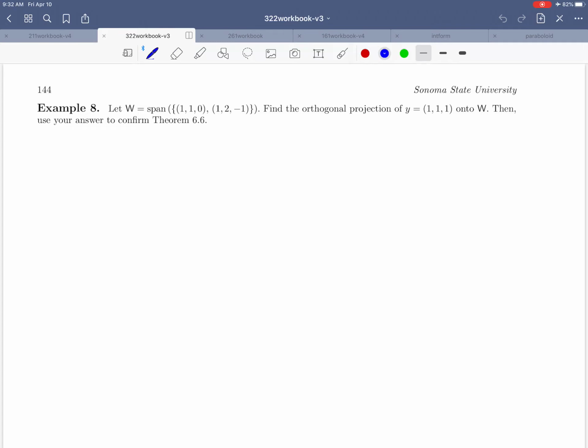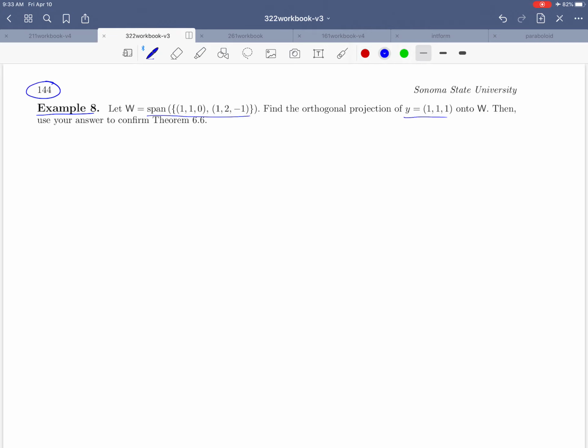Welcome everybody to example 8 on page 144. And this is an example where we're going to try to actually calculate the orthogonal projection of a vector onto a subspace. Okay, so let's read example 8 together here. So we're starting with a subspace W that's the span of two vectors in R3. And we'd like to find the orthogonal projection of 1, 1, 1 onto W.